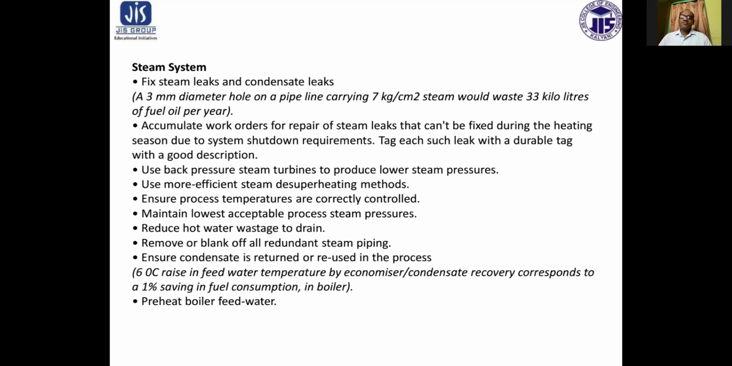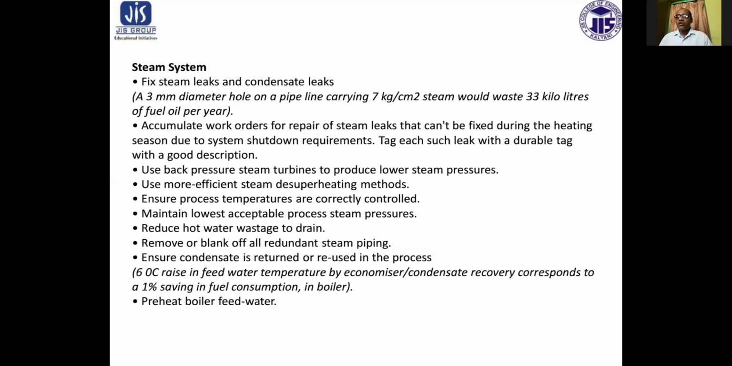Next, that is for the steam system. We always need to fix the steam leaks and condensate leaks. It is found that a 3 mm diameter hole in a pipeline carrying steam at a pressure of 7 kg per centimeter square would waste 33 kiloliters of fuel oil per year.